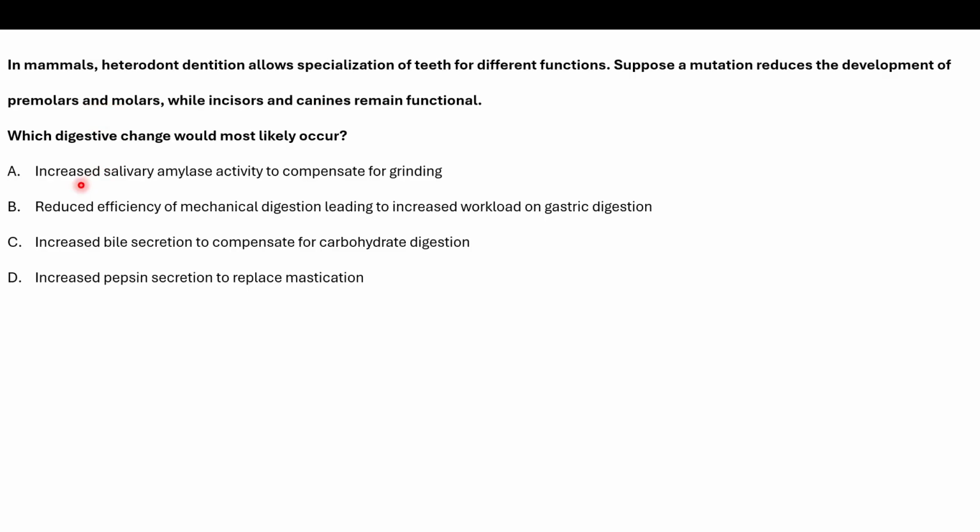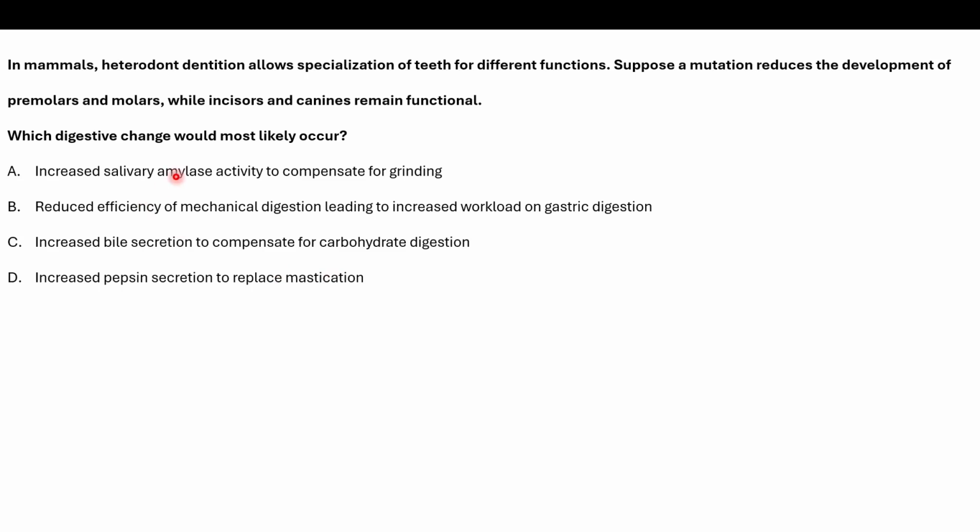So what will happen? Increased salivary amylase activity to compensate for grinding, reduced efficiency of mechanical digestion leading to increased workload on gastric digestion, increased bile secretion to compensate for carbohydrate secretion, increased pepsin secretion to replace mastication. Mastication is the chewing of food and then forming the bolus along with the saliva.